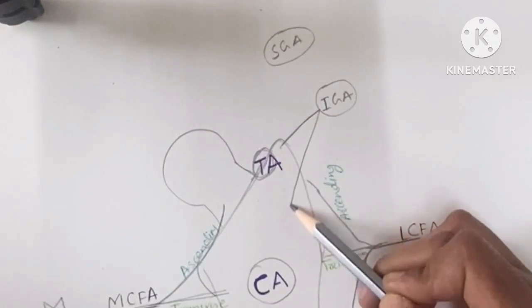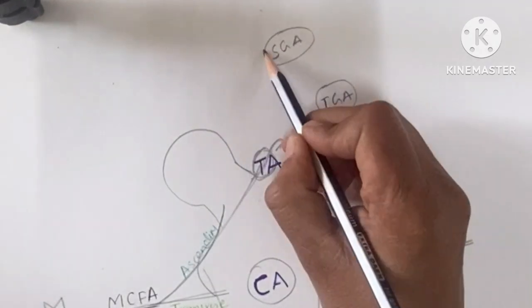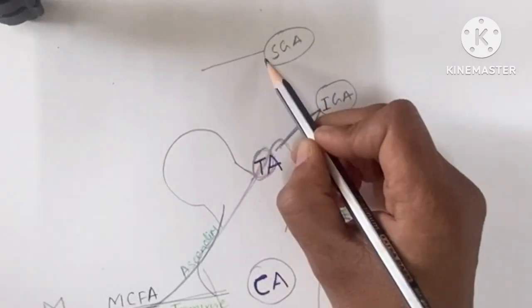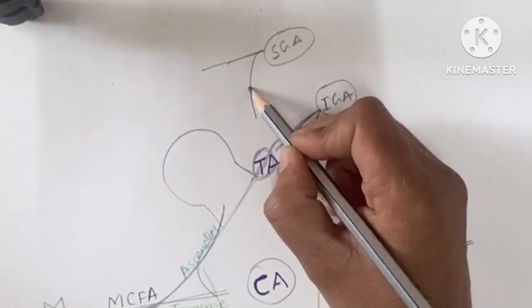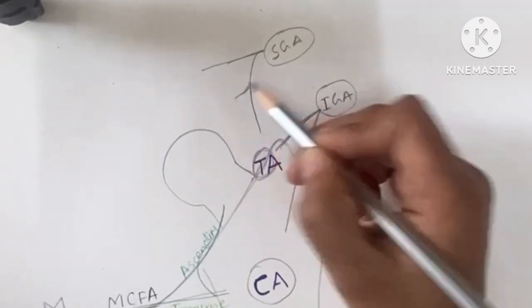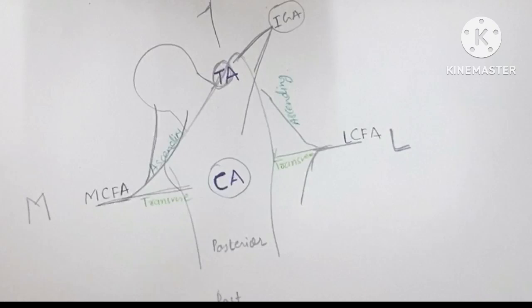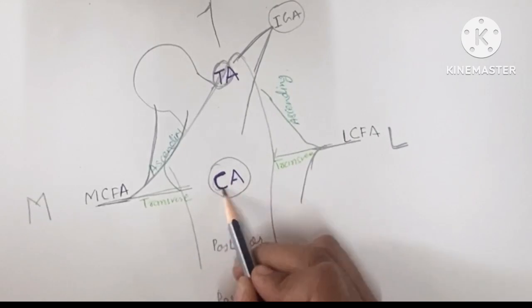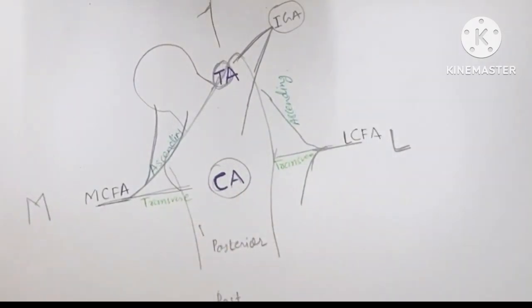So the inferior gluteal artery gives branches to the trochanteric anastomosis and cruciate anastomosis. The superior gluteal artery gives branches to the trochanteric anastomosis. The medial circumflex femoral artery gives a branch to the acetabulum, so it has acetabular branches.